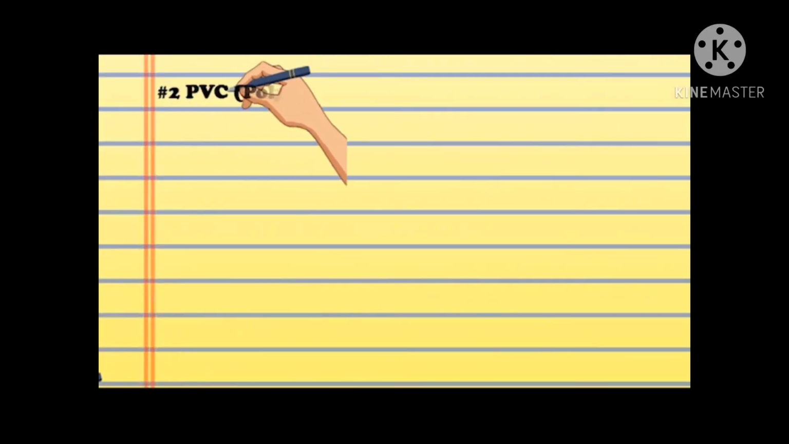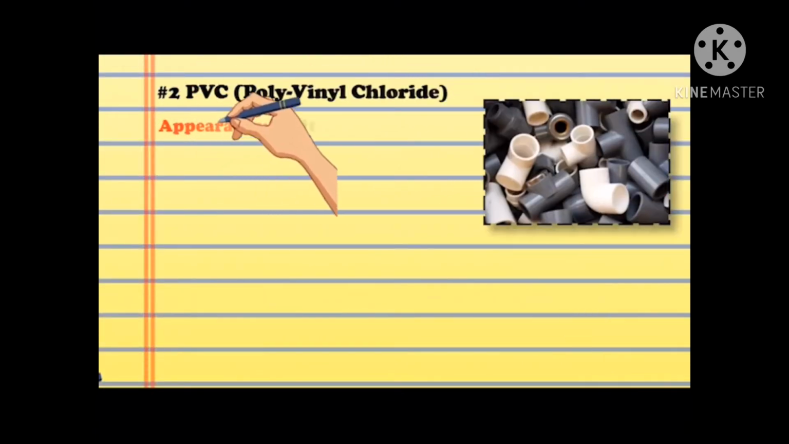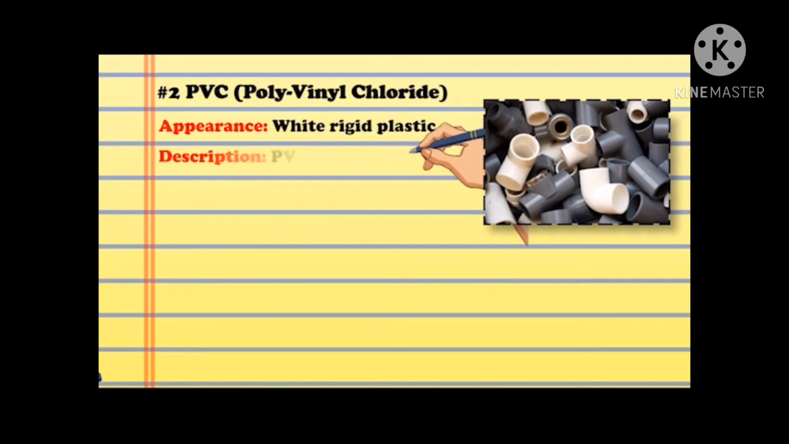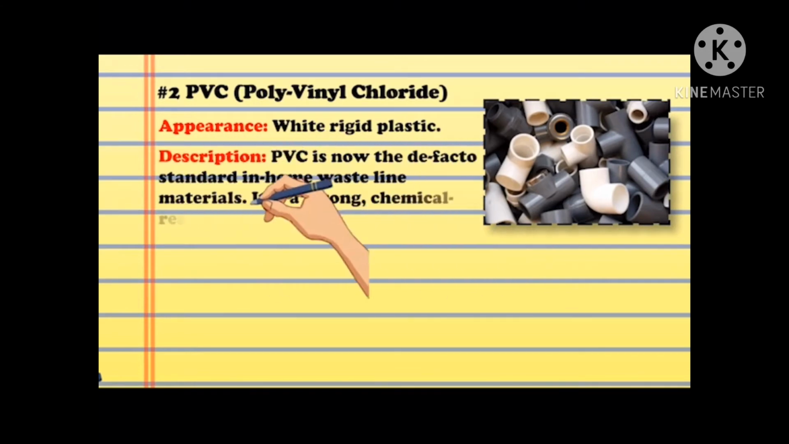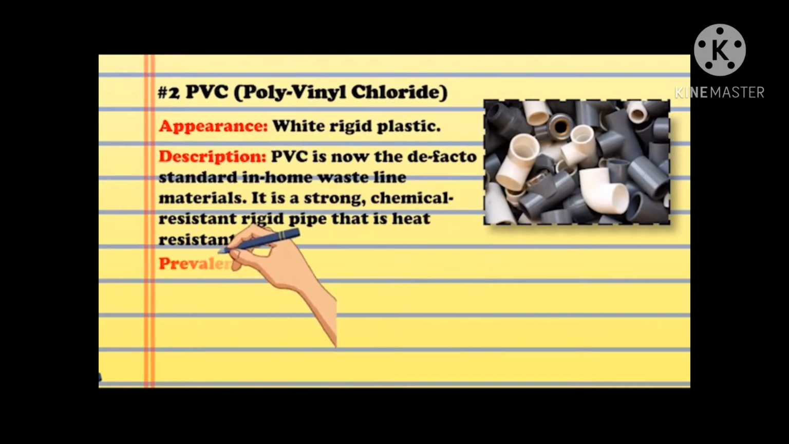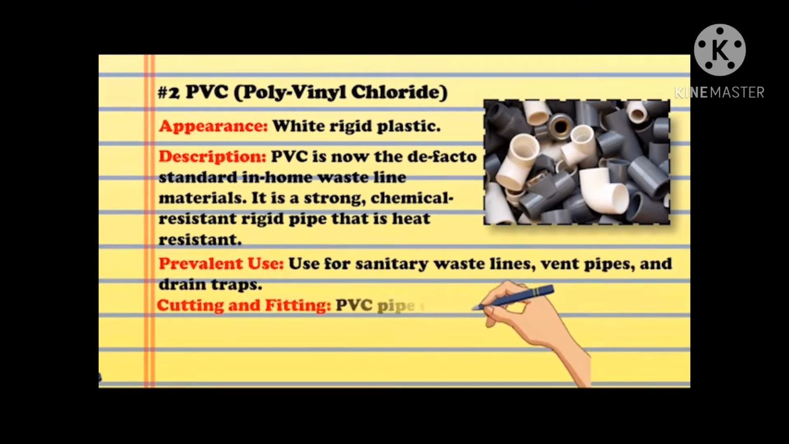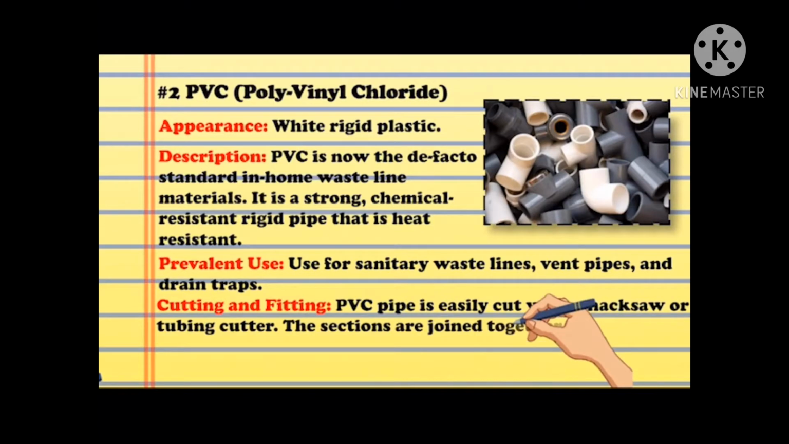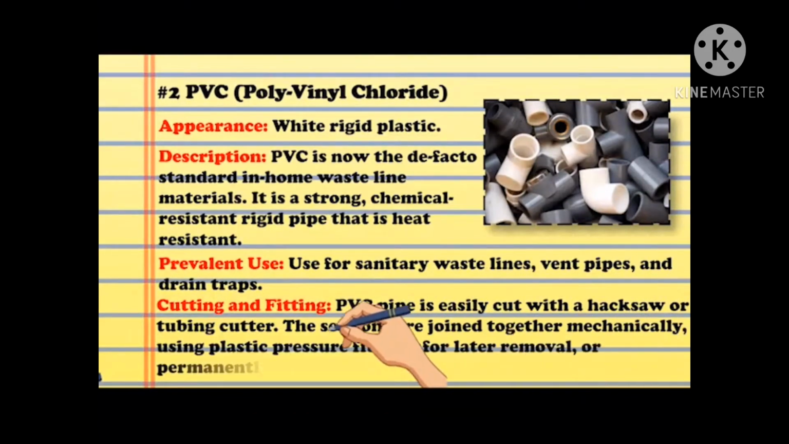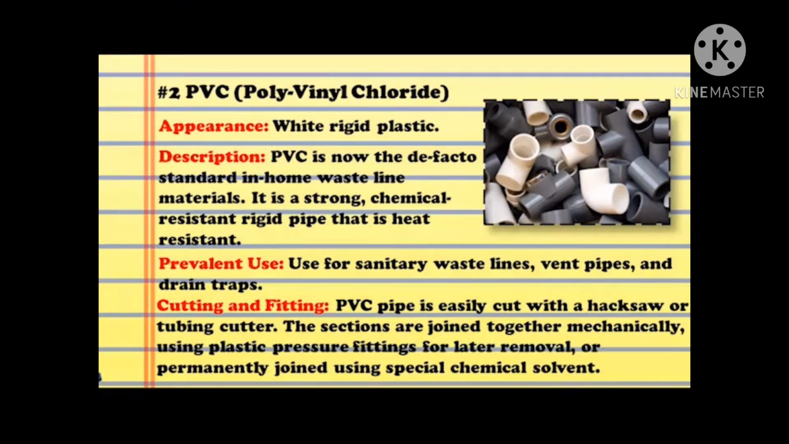Number 2. Polyvinyl chloride, also called PVC for short. Appearance: white rigid plastic. Description: PVC is now the de facto standard in home waste line materials. It is a strong, chemical-resistant, rigid pipe that is heat-resistant and easily cut and fit. Prevalent use: used for sanitary waste lines, vent pipes, and drain traps.